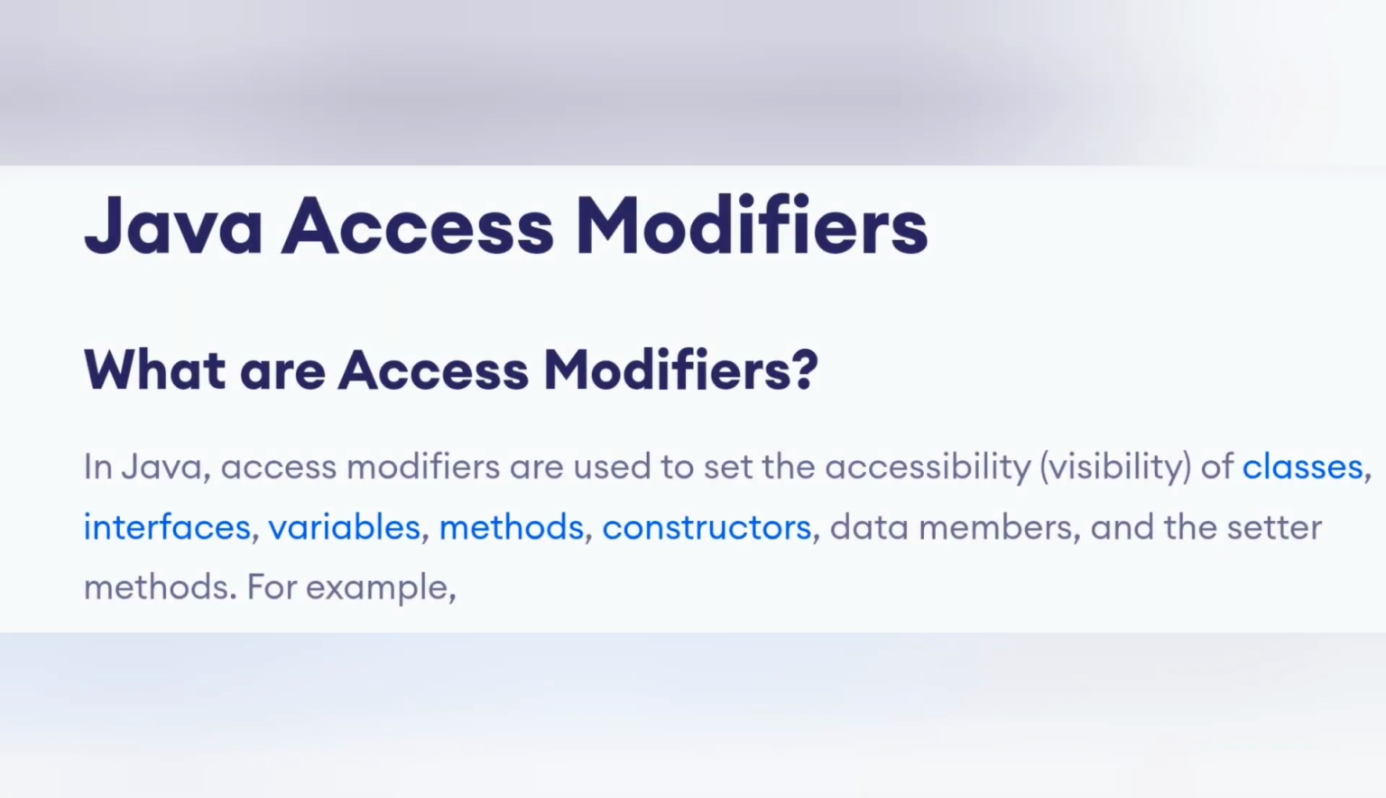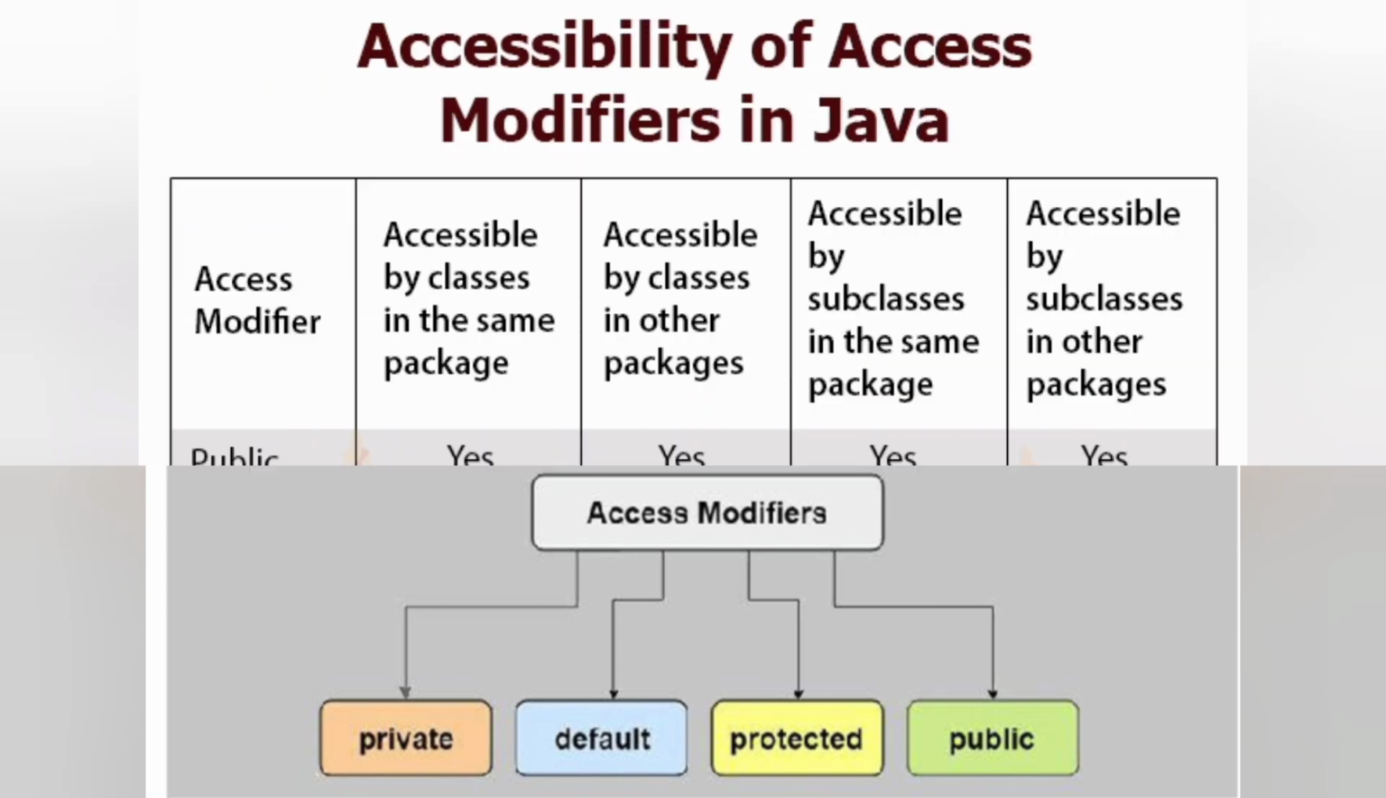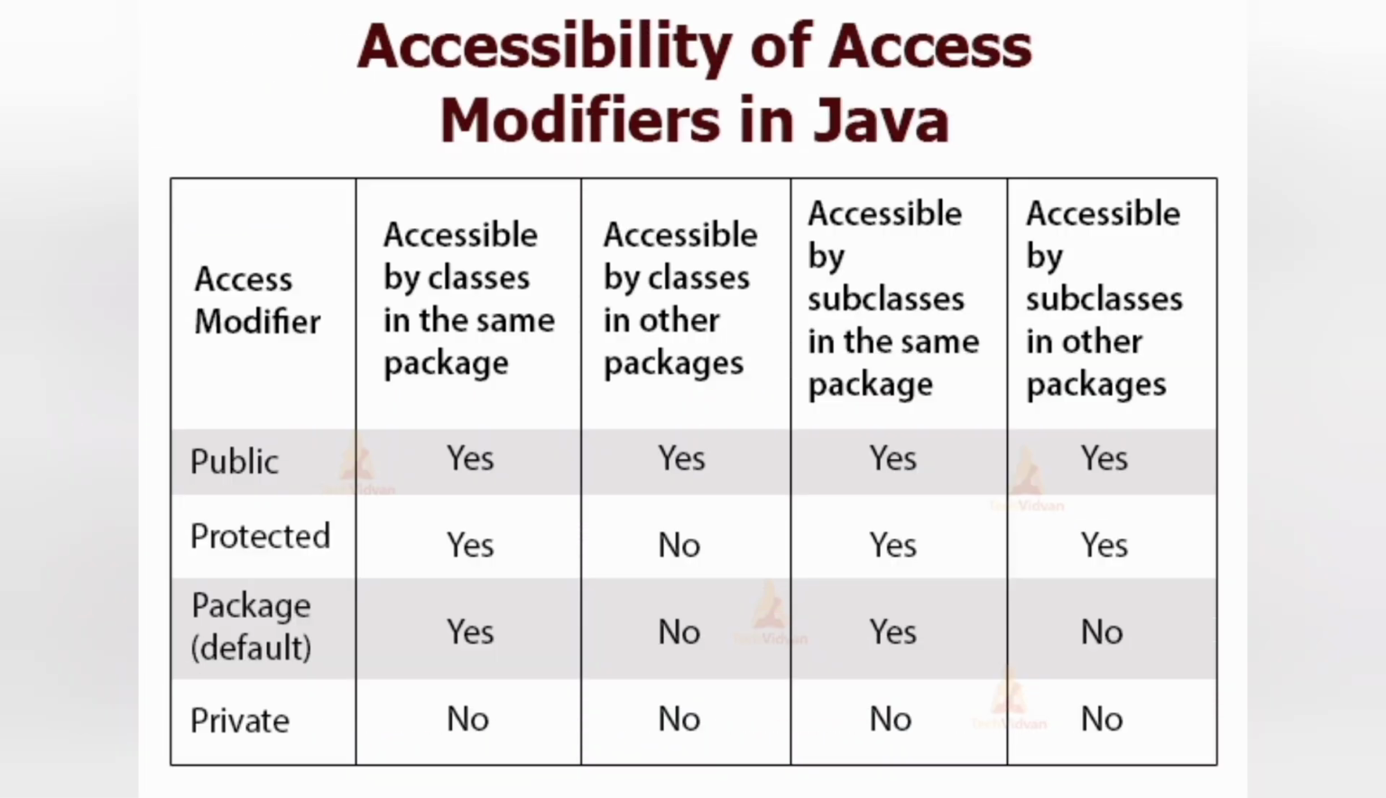There are totally four types of access modifiers available in Java: default, private, protected, and public. These four access modifiers have the accessibility, and it's been divided into four divisions. First is accessible by classes in the same package. The next is accessible by classes in other packages. The next is accessible by subclasses in the same package. The next is accessible by subclasses in other packages.